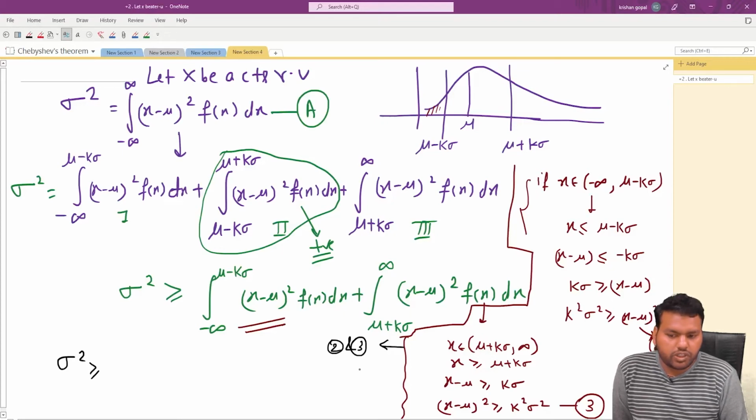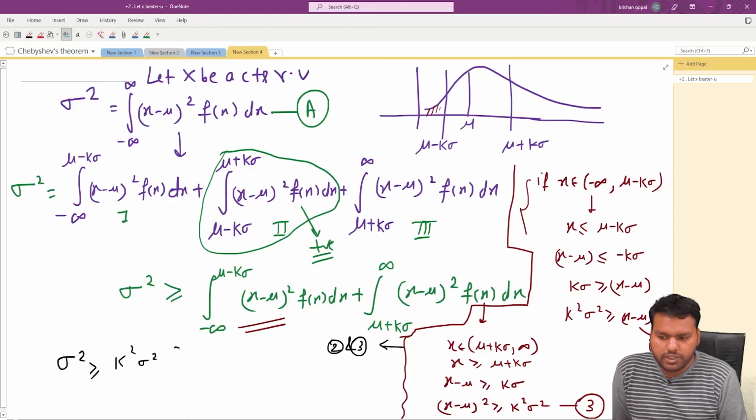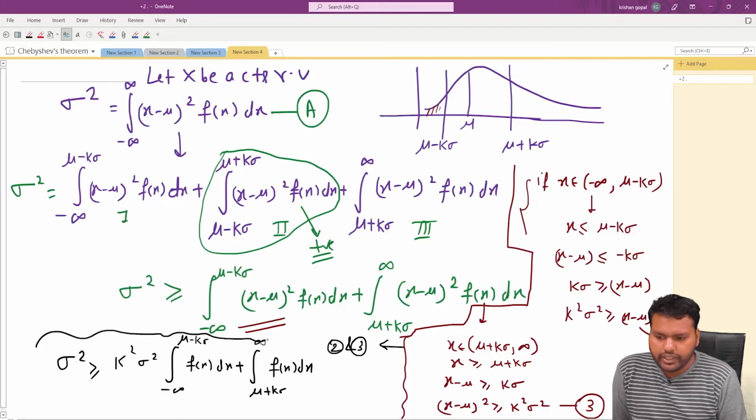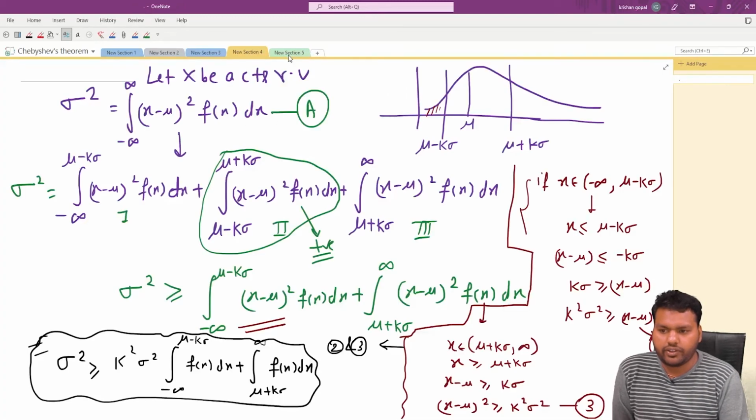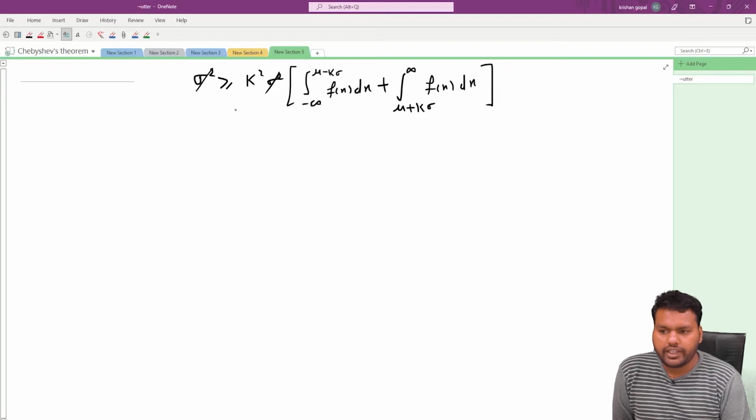With the help of equations 2 and 3, I can take k square sigma square common, and I can write the integral from minus infinity to mu minus k sigma of f(x) dx plus the integral from mu plus k sigma to infinity of f(x) dx. So I think up to here is clear. We have this equation which we derived here. Now you can directly cancel out the sigma square, and 1 upon k square comes here.